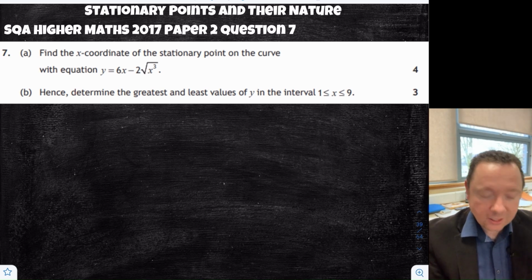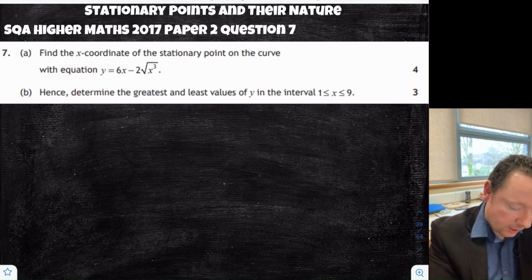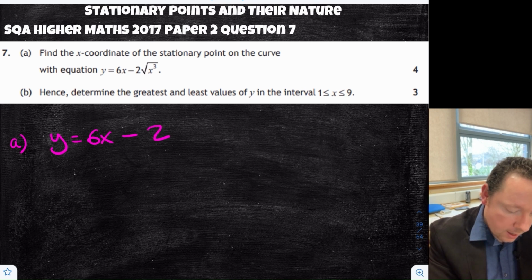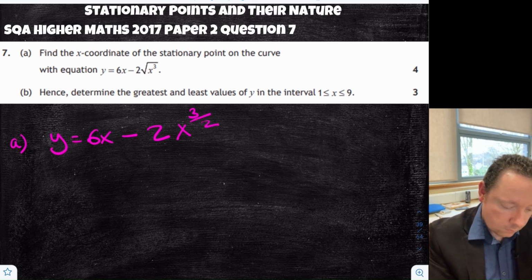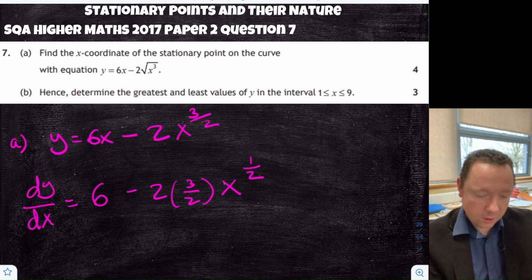So part A, stationary points occur when dy by dx is 0. So we need to get it ready to differentiate. With part A, I've got y equals 6x minus 2. I've got x cubed, so the cubed comes along for a ride, but it's a square root, so it's over 2. The dy by dx then, 6 minus 2 times 3 over 2, x to the half, because I take away 1 from the power.